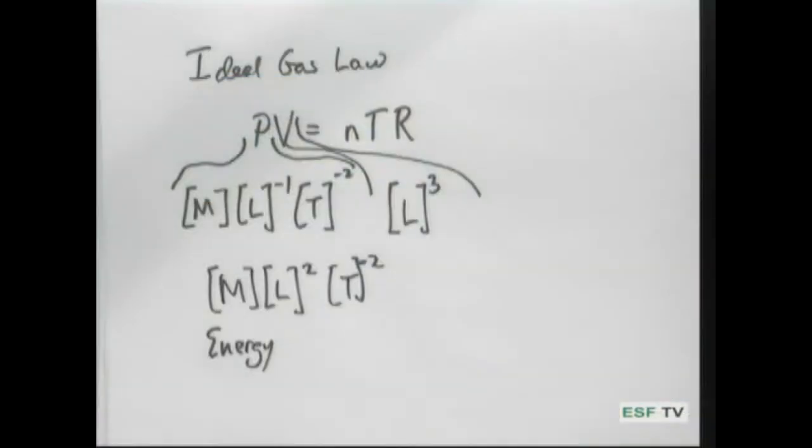All right, so there's an important clue that we're on the right track. The product of pressure times volume has dimensions equal to the dimensions of energy. So the product of pressure times volume is energy. That's one side of it. Now let's turn to a better derivation of what pressure is.